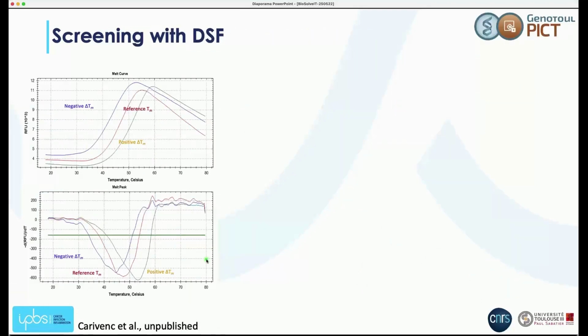So we performed these experiments on all our fragments, and we had some fragments which, as expected, induce an increase of the melting temperature, and some of them which induce a decrease of the TM, so they destabilize the protein. And this is not uncommon. It always raises the same question: what should we do with these fragments? Should we try to optimize them, or should we just forget about them?